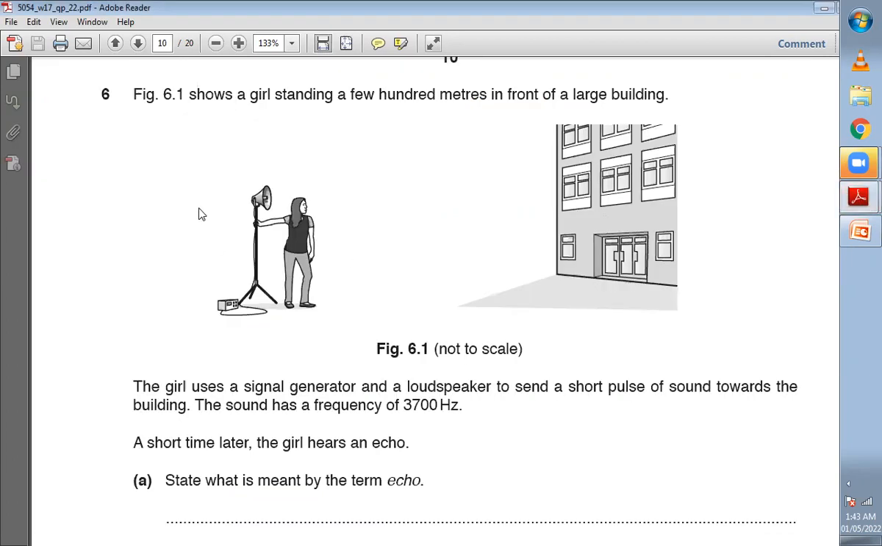Figure 6.1 shows a girl standing a few hundred meters in front of a large building. The girl uses a signal generator and a loudspeaker to send a short pulse of sound towards the building. The sound has a frequency of 3700 hertz. A short time later, the girl hears an echo.